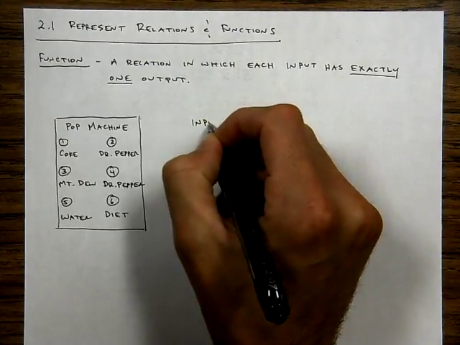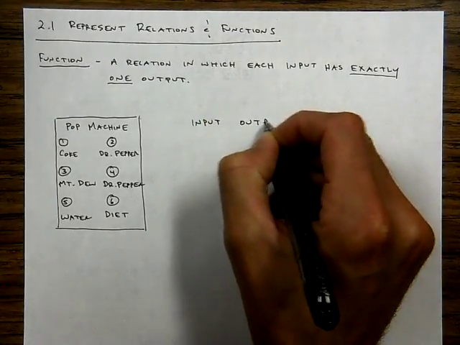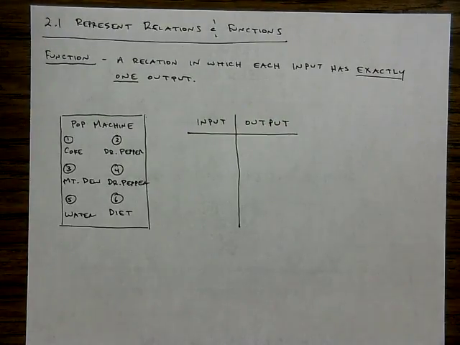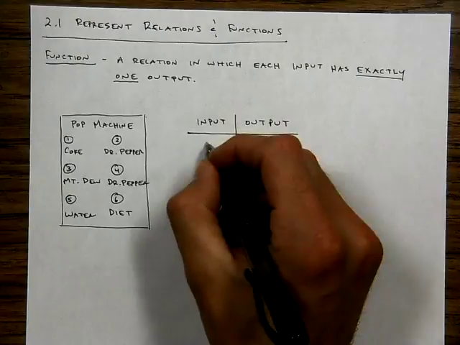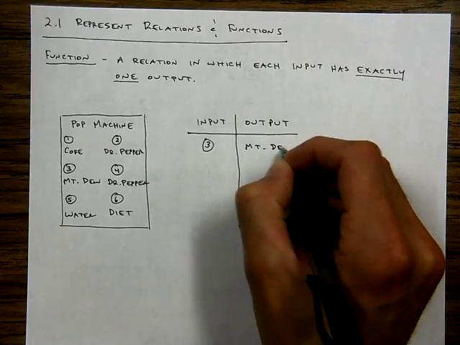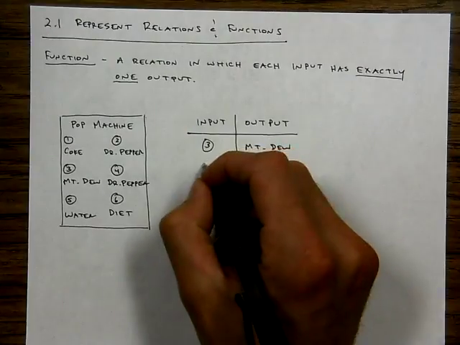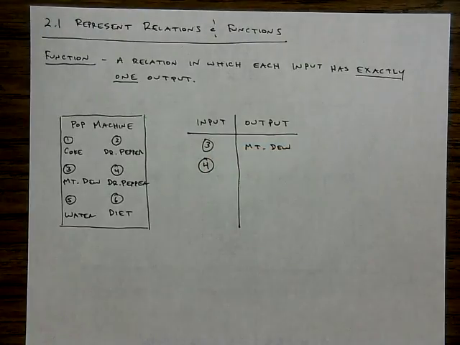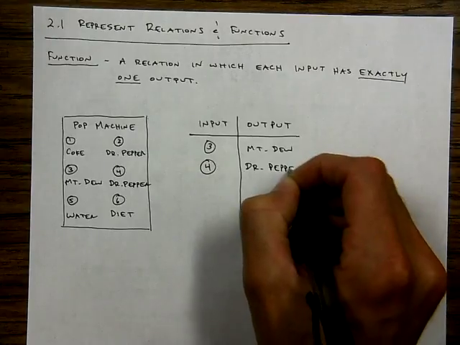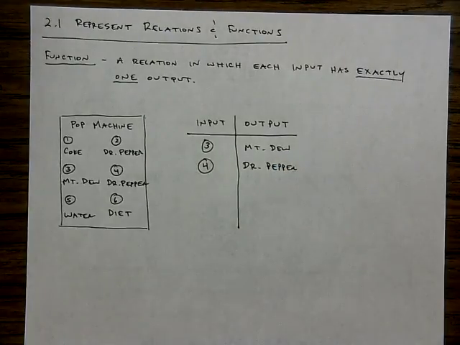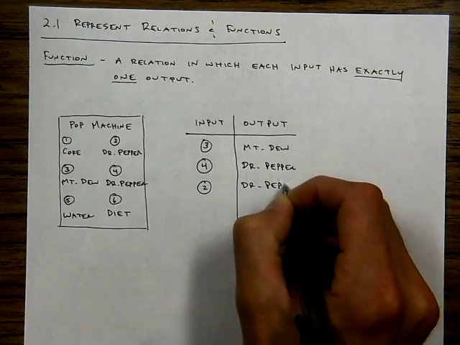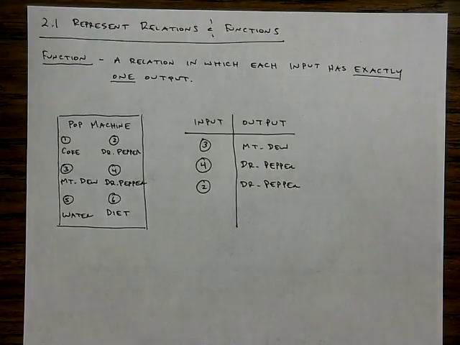So let's look at an example of something that is a functioning machine. Input, output. Let's say we go to the machine, we hit the number 3, and what we get out is a Mountain Dew. Next input, someone else goes up to it and hits the number 4, and they get their Dr. Pepper. Next person goes up and hits the number 2 and gets a Dr. Pepper.